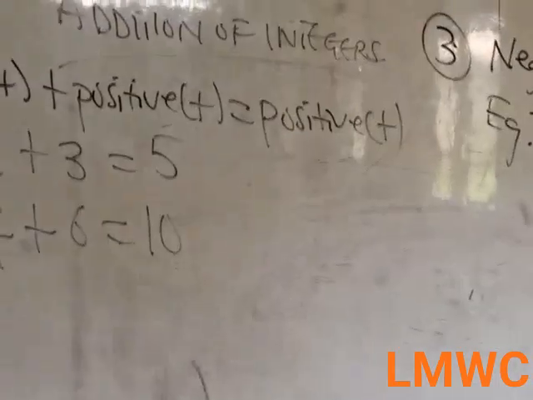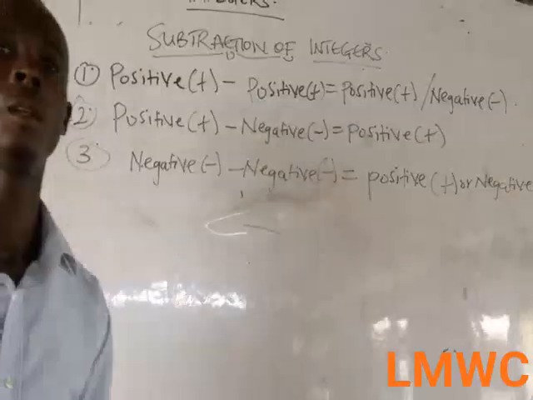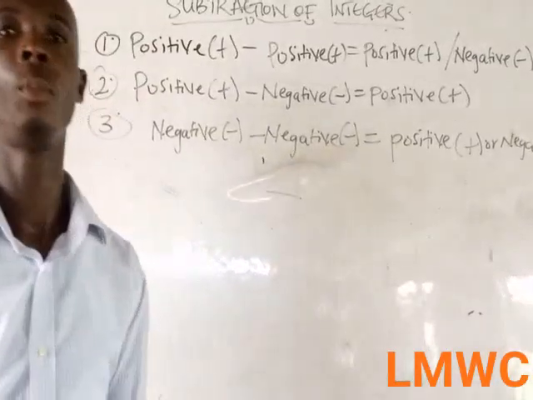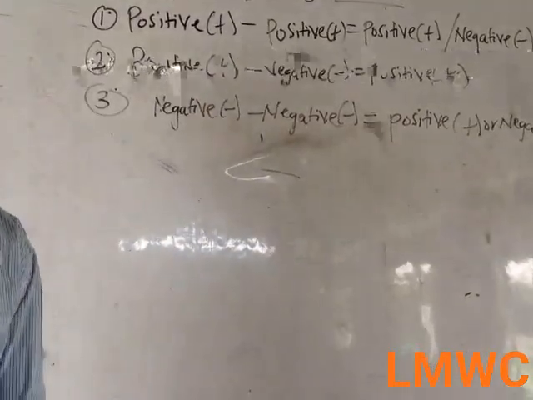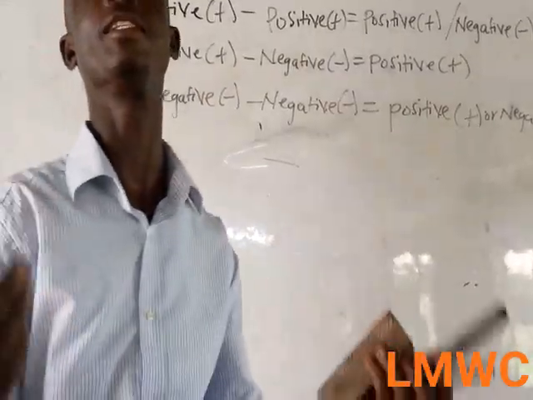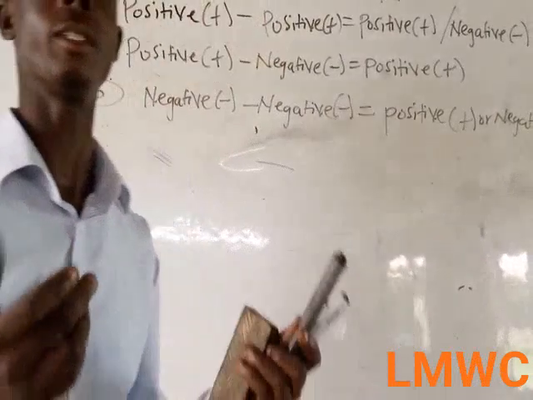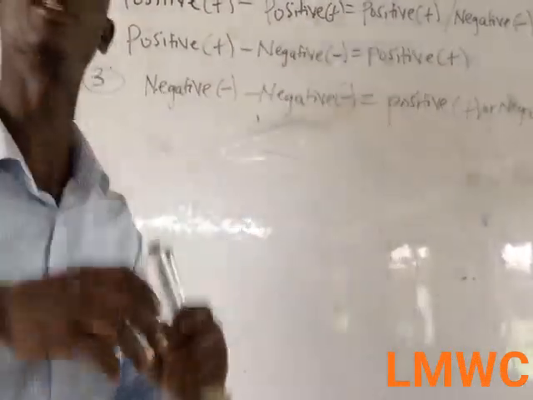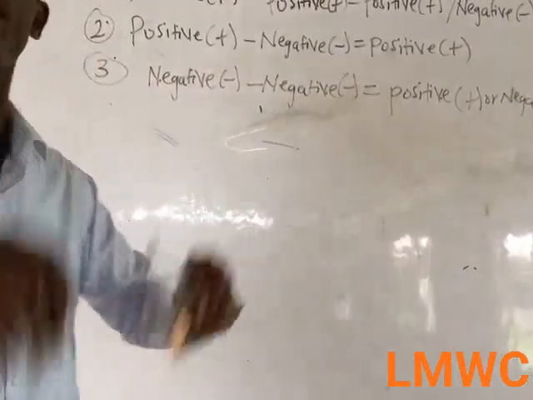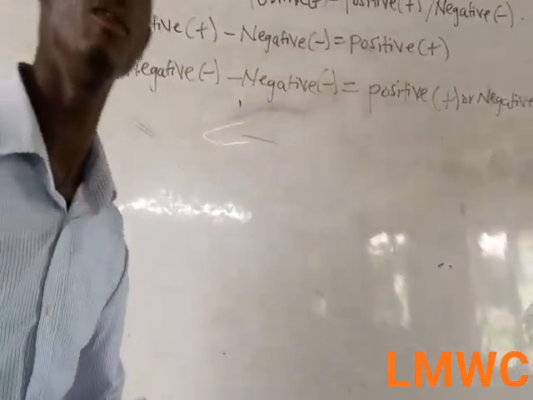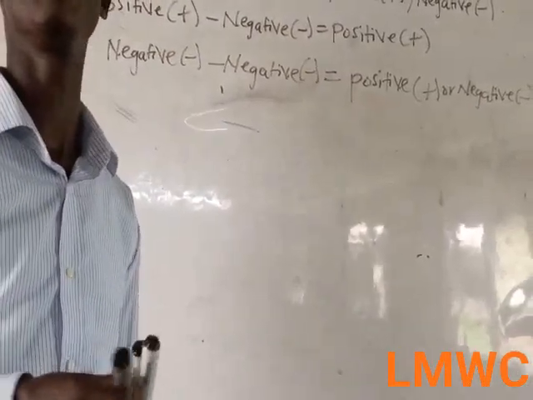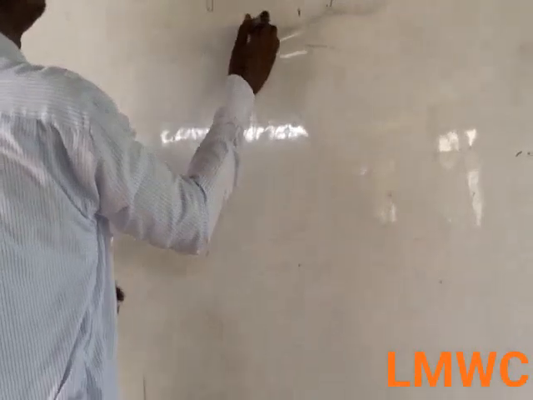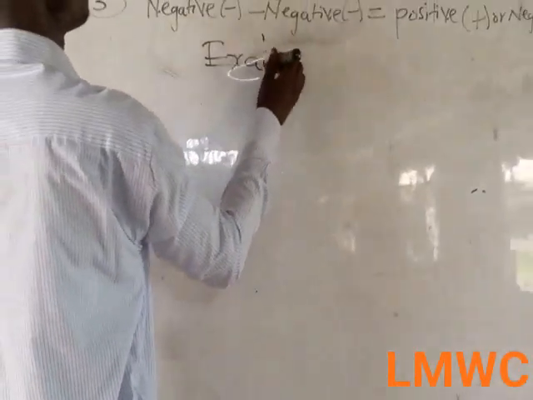Let's move on to subtraction of integers. So subtraction of integers. Positive minus positive will give us a positive or negative integer. Positive minus negative will give us a positive integer. And also negative minus negative will give us a positive or negative integer. Let's take the following examples.